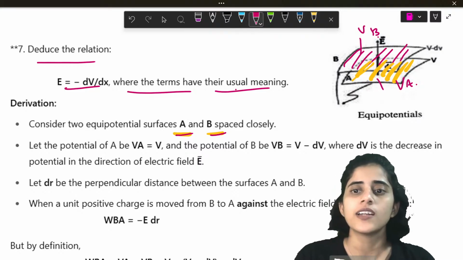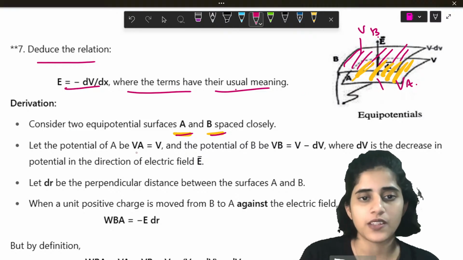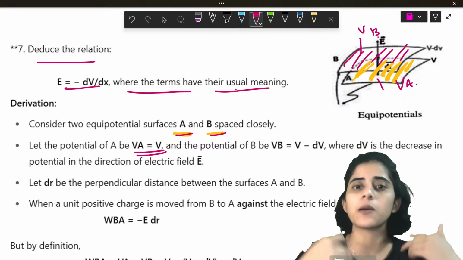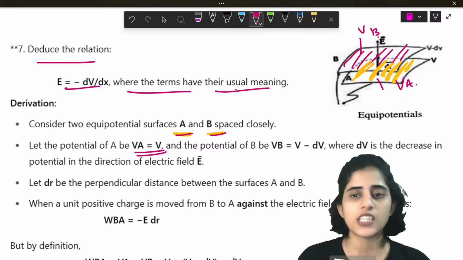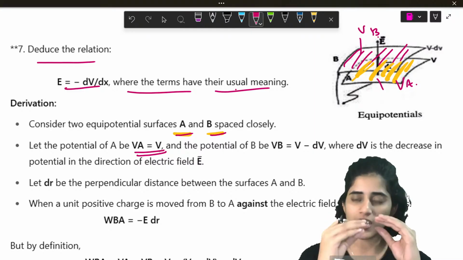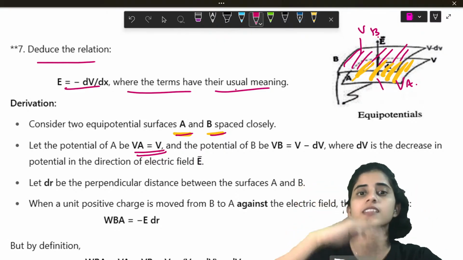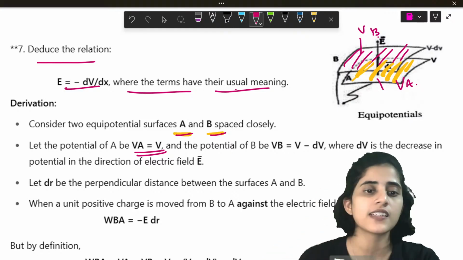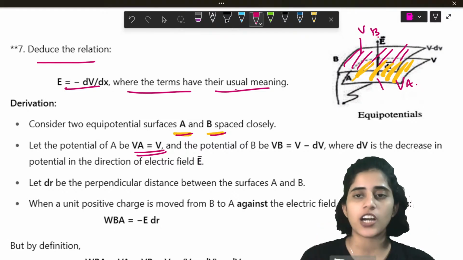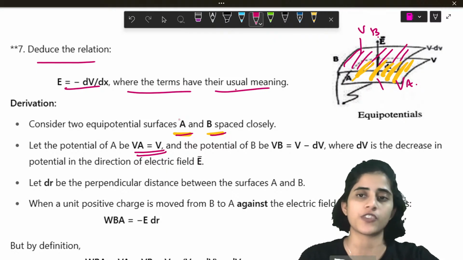Now, if the potential of surface A, VA, is V, then B will be V minus dV. What is dV? dV is the decrease in potential. So some of it is lost there. If the first surface has a potential of V, the second surface will have a potential of V minus dV. Now, when a unit positive charge is moved from the top surface to the bottom surface.